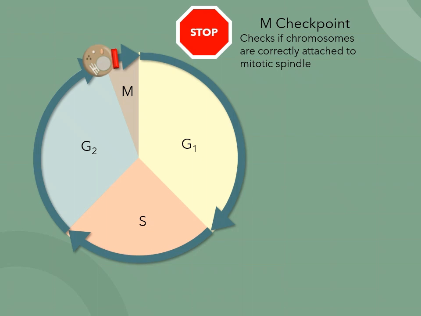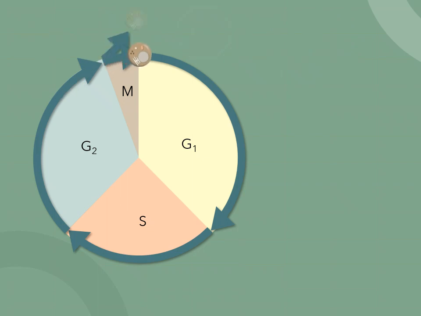At this point, the cell will check to make sure that all of the chromosomes are correctly attached to the microtubules of the mitotic spindle before separating them. If any unattached chromosomes are found, the cell will attempt to pick them up and attach them. Once that is completed, the cell can continue through the rest of mitosis and cytokinesis, forming its two daughter cells.